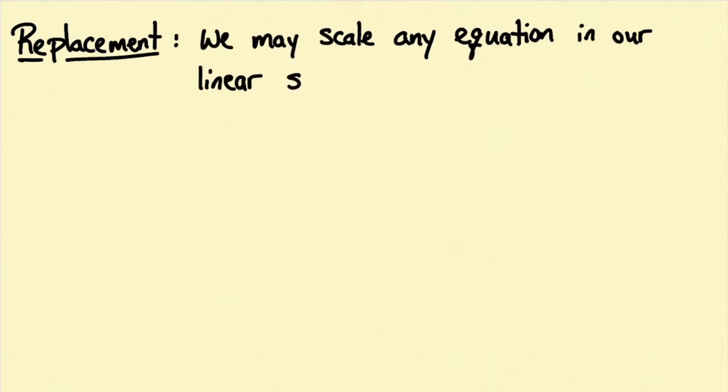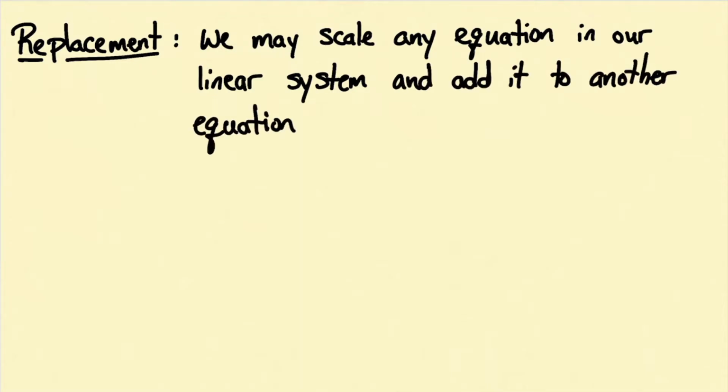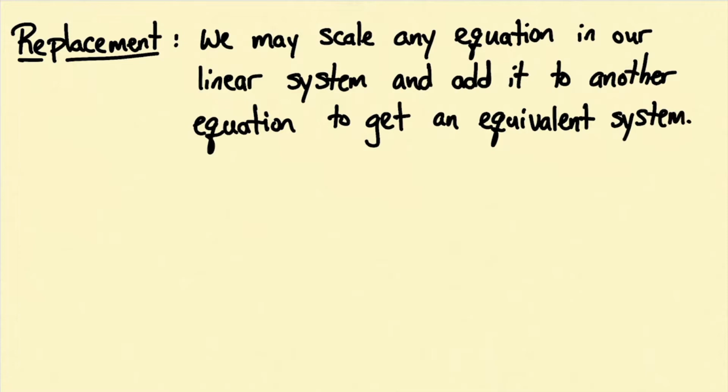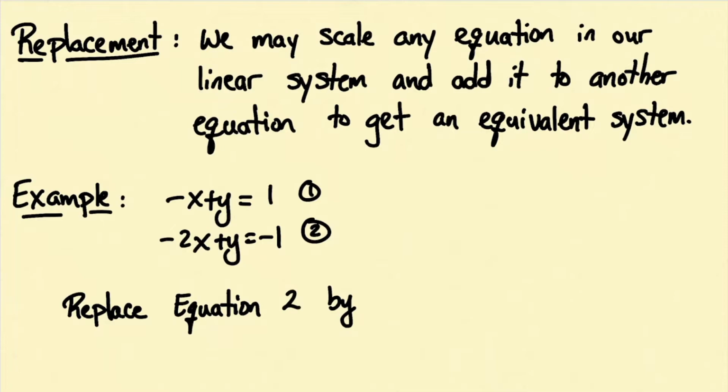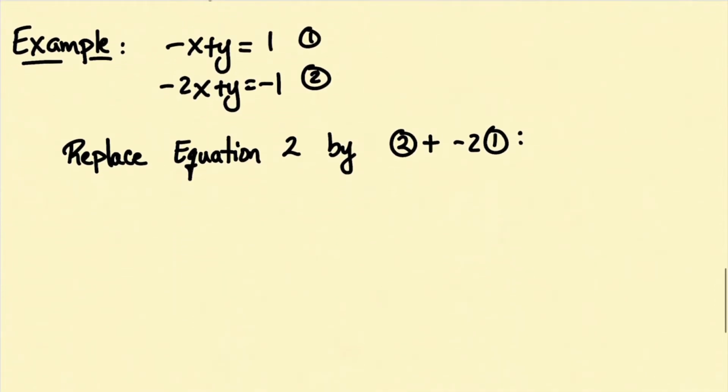Our third operation is called replacement. In replacement, we scale one equation, then we add it to another equation. This also preserves our solution set, so we get an equivalent system. In this example, let's consider the system negative x plus y equals 1, negative 2x plus y equals negative 1. We can, for example, scale the top equation by minus 2, then add it to the second equation. We're calling this operation replacement because we're replacing the second equation here. We arrange it in this way so we can add down the columns.